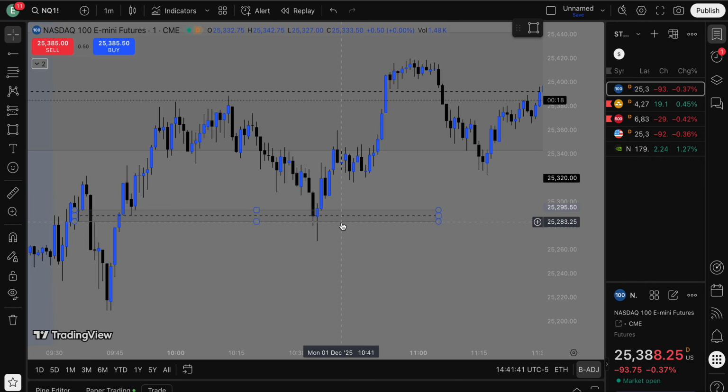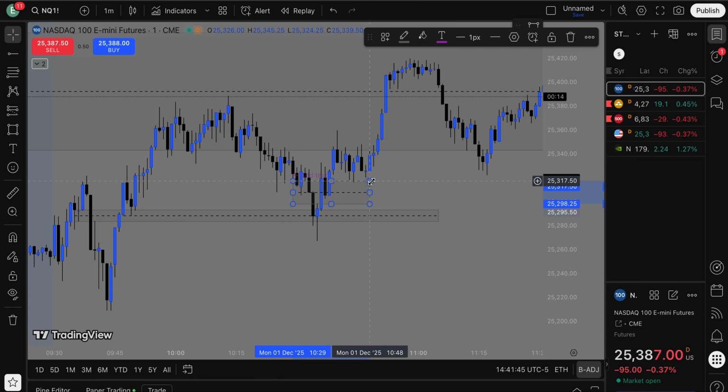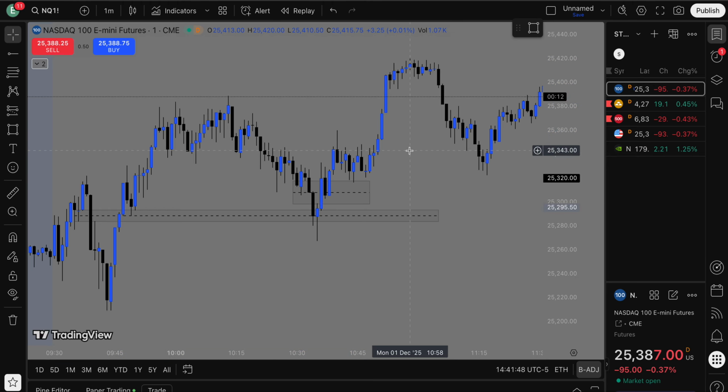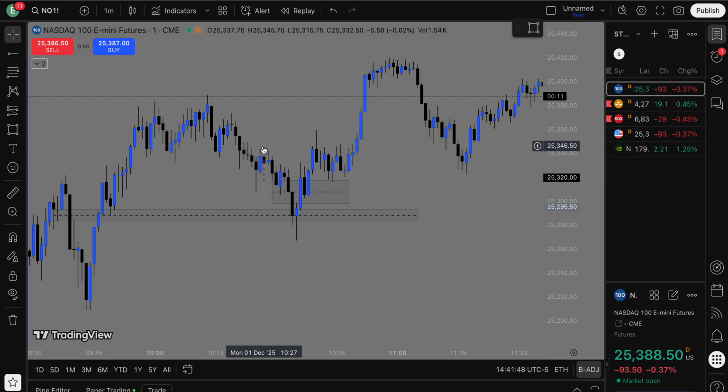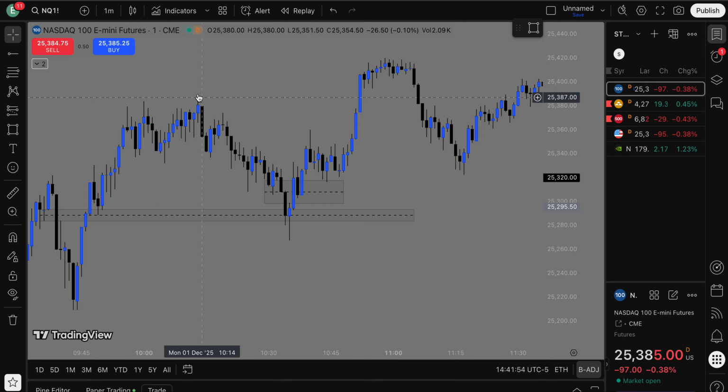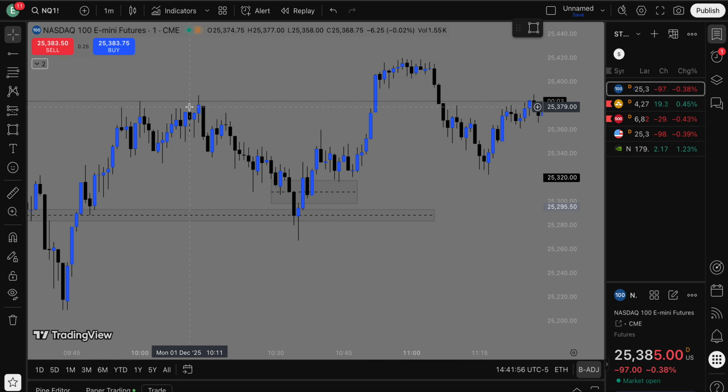But we come back down in this 5-minute gap, and then we get two 1-minute fair value gaps. We get an inversion on this one. I wouldn't have entered there because we're still just trending down. So I don't want to take a long against this trend until we get confirmation.